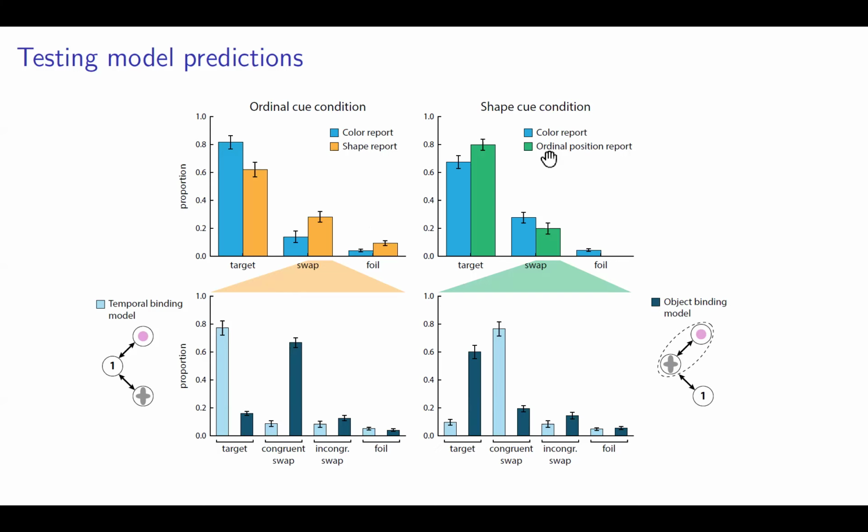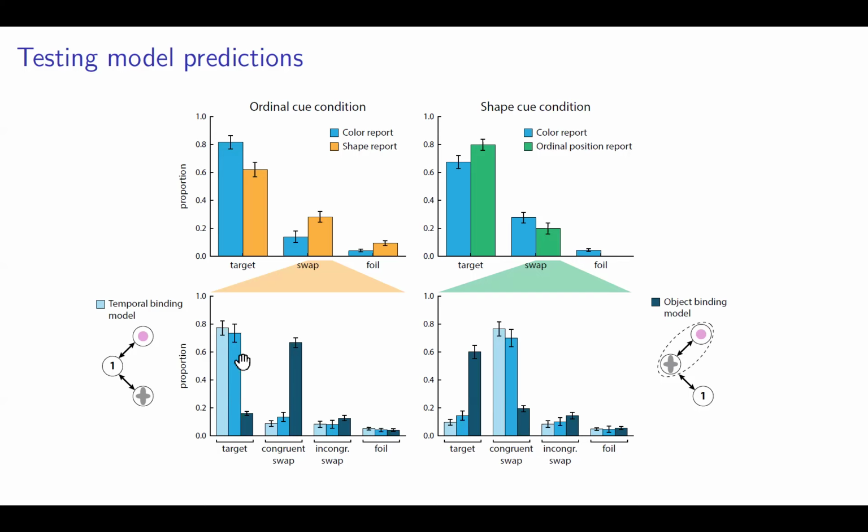While making an ordinal position error, a swap error in the ordinal position should not necessarily produce a swap error in the color response, because that should be bound, it should be somehow there in your object file or in your bound object presentation. The ordinal error shouldn't have an effect on your retrieving the color.